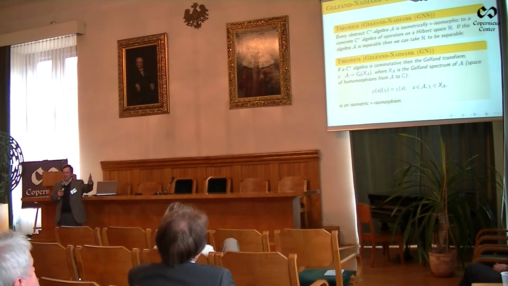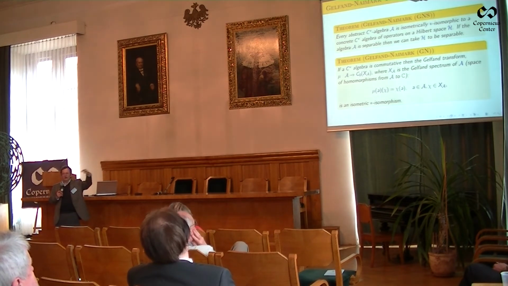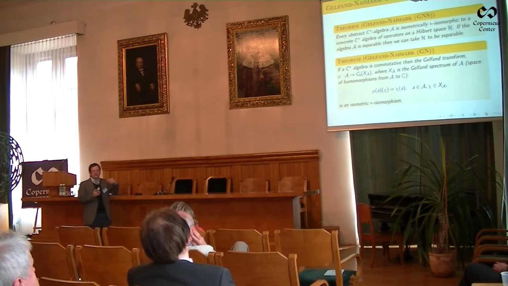So the bottom line of these two theorems is the following. Whenever you have a C-star algebra, these are operators on a Hilbert space. And the second is, whenever you have a commutative C-star algebra, then there is a space behind. These are always the functions on a space.